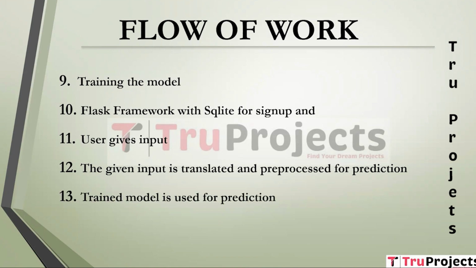Trained model is used for prediction. Here, the module employs the trained machine learning or deep learning models to make predictions based on the pre-processed user input. Final outcome is displayed through the frontend. This last step involves presenting the model's predictions or the results to the user through the application front-end interface, providing the user with the desired output or insights.